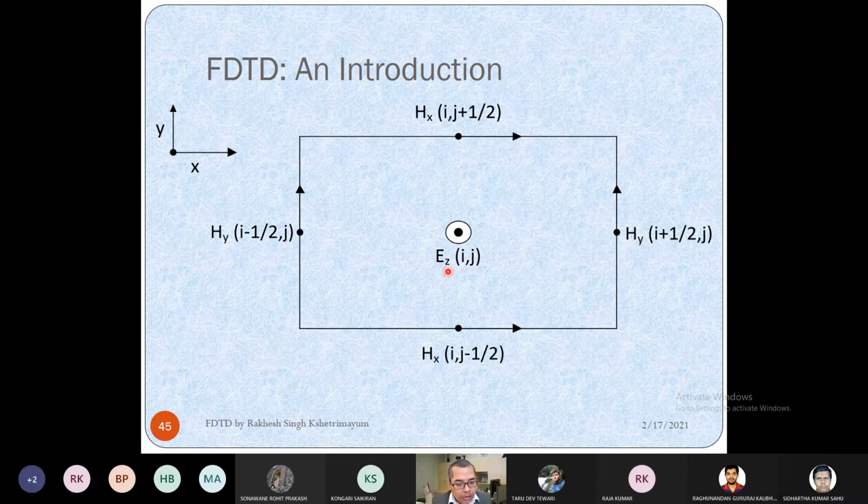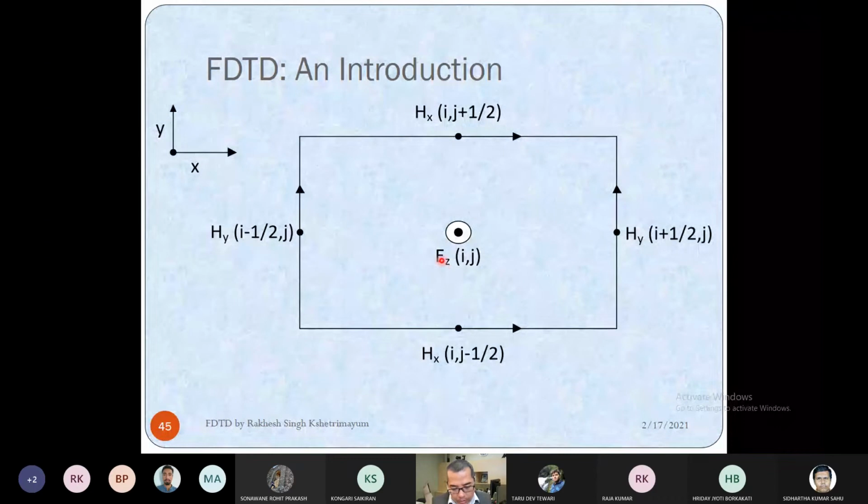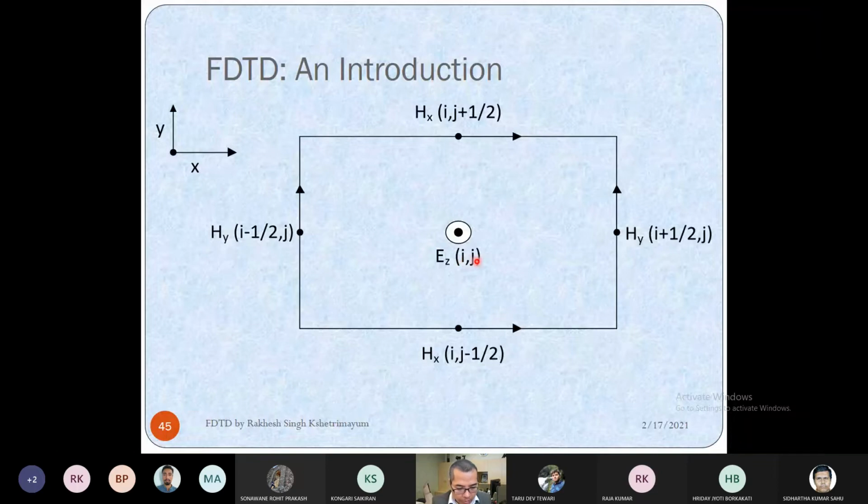So now you look at the electric field. We are considering the TMz case. Electric field has only a Z component, Ez, and we are calculating electric field at integer space steps i and j. i is the running variable for the x component, and j is the running variable for the y component. That means this should actually be i delta x, this should be j delta y, but we just write in a very short form. So electric field is calculated at the integer space step i and j.